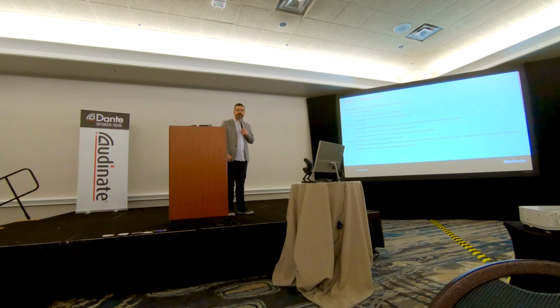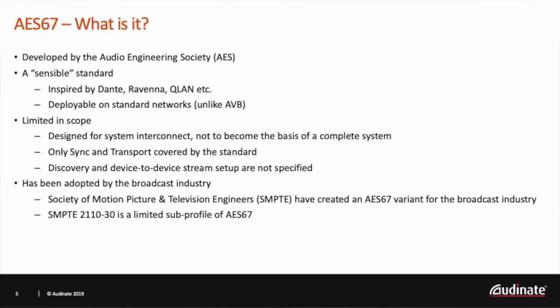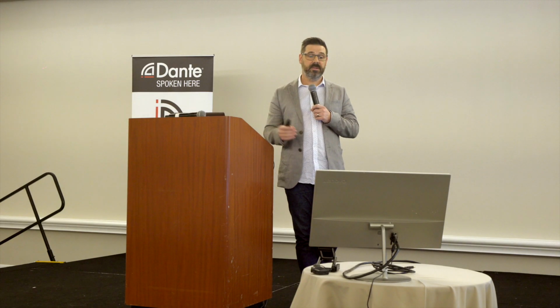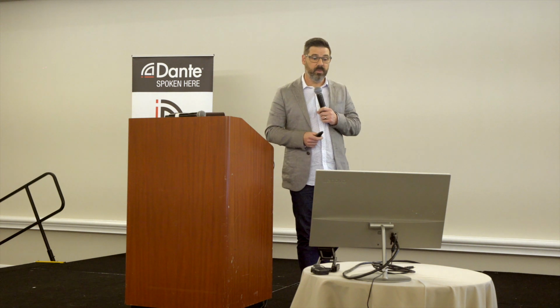We get asked a lot about AES-67, whether it is going to replace Dante? So I thought I'd address that as well. AES-67 is actually quite a sensible standard. It's inspired by Dante. It takes pieces of what's in Dante and Ravenna and QLAN and other AV over IP solutions, and defines how to actually make that audio traverse through the network. It's deployable on standard networks, so unlike AVB in the past, where you had to have switch infrastructure that supported it, you can deploy AES-67 connections on standard networks.